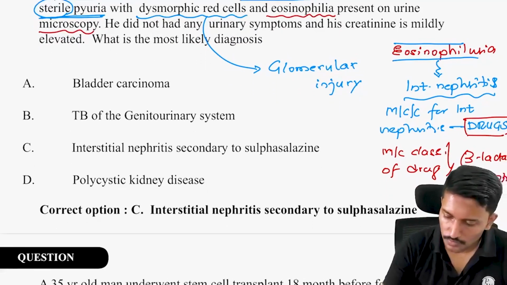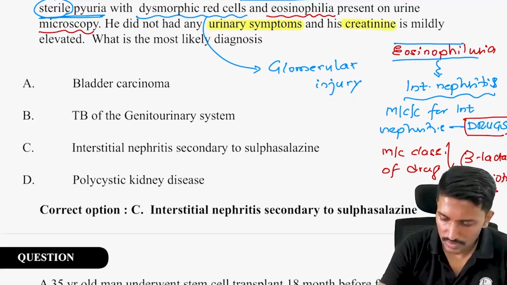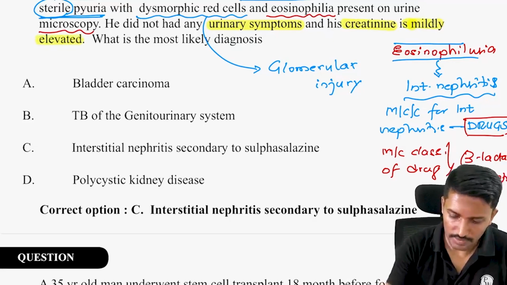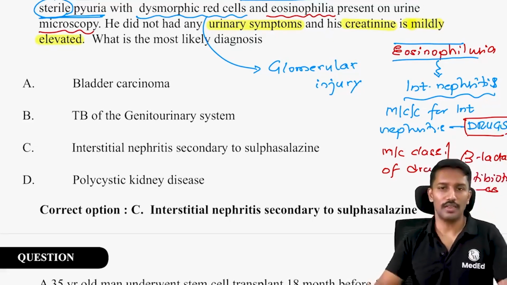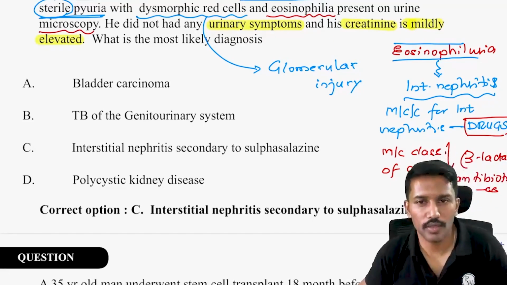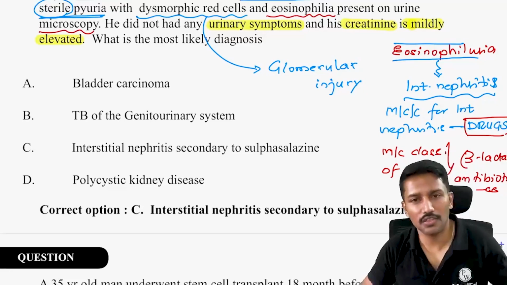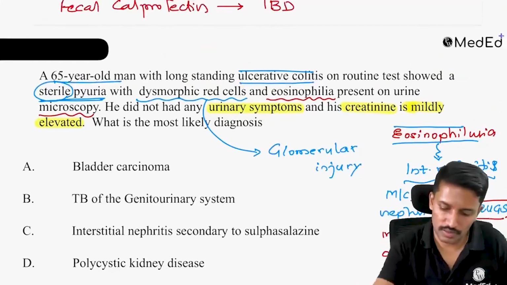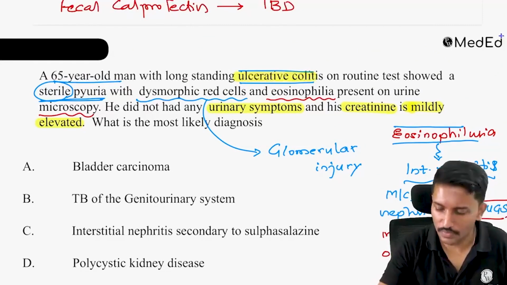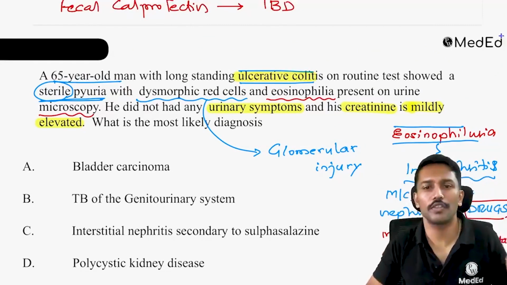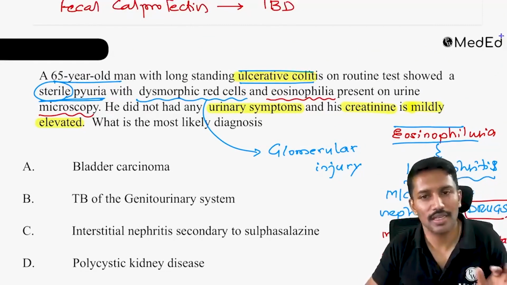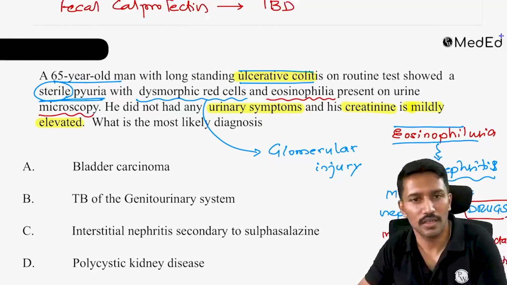So now he did not have any urinary symptoms and his creatinine is mildly elevated. So basically he has got an acute kidney injury which is probably interstitial nephritis, and drugs are the most common cause for interstitial nephritis. And this patient is a long-standing case of ulcerative colitis. So maybe one of the drugs used for ulcerative colitis is responsible for this interstitial nephritis.